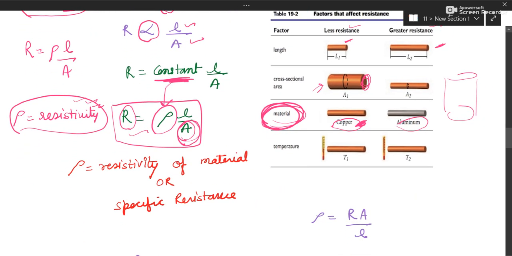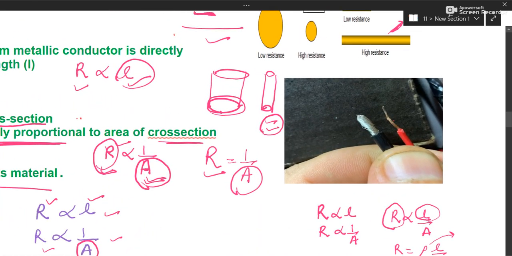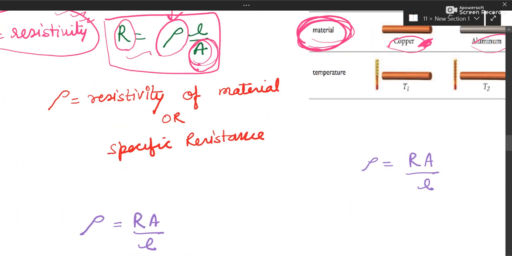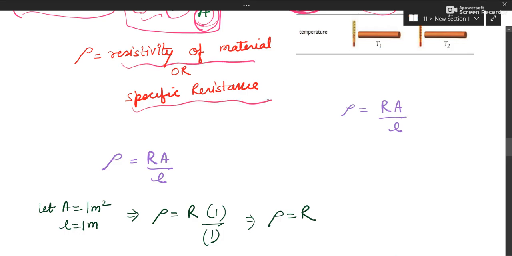So let us see. You can see here, this is a thin wire, this is a thick wire. Number of wires are there, the area is more. Resistance is inversely proportional to area, so more area, less resistance. This is having less resistance, this is having more resistance. So we'll talk more about resistivity of material. Another name is specific resistance of material.